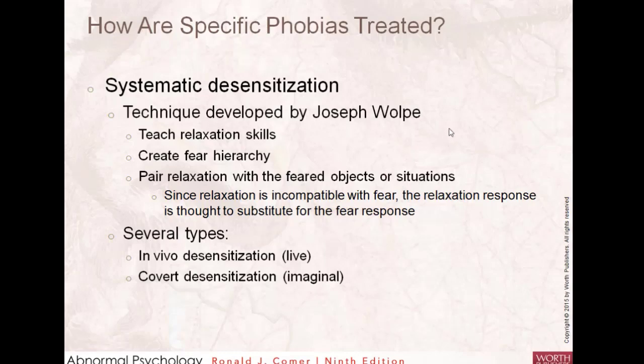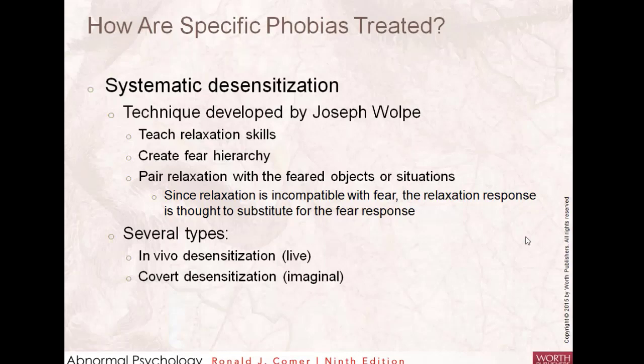So let's start with systematic desensitization, which is the kinder, gentler treatment for a specific phobia. I think we touched on this a little bit in an earlier lecture as an example of classical conditioning. So this is the idea that when you're afraid of the object, whatever it is you're afraid of, you have all of these physiological responses, right? Your heart's racing, you're sweating, you're hyperventilating, okay?